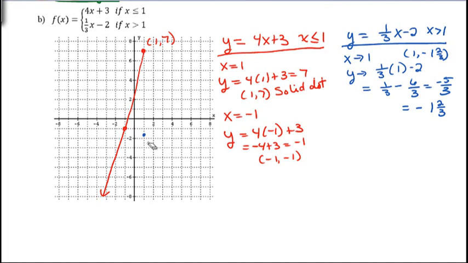Oops, and this should not be a filled in dot. This should be an open dot right here. And it's open because there's no equal sign with the x equals 1 here. So we're going to use this piece when x is bigger than 1. So now pick a number that's bigger than 1.